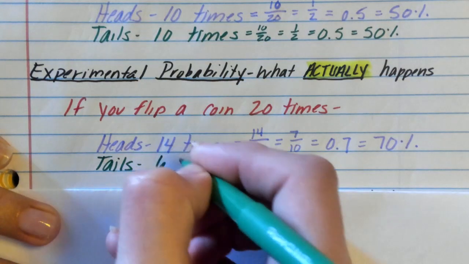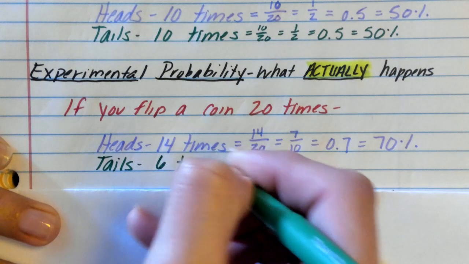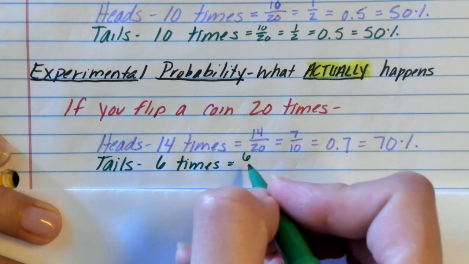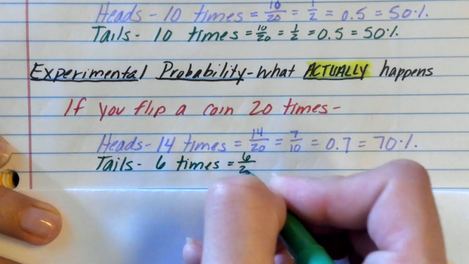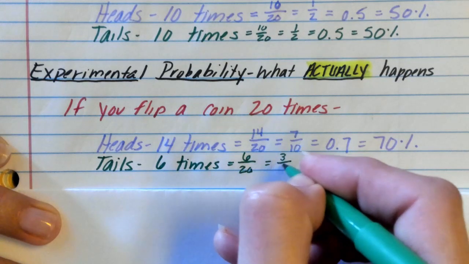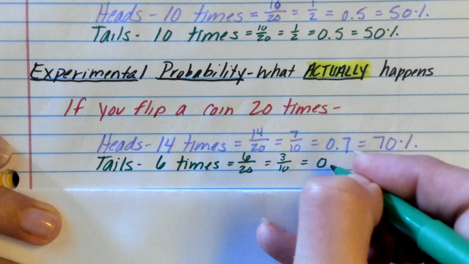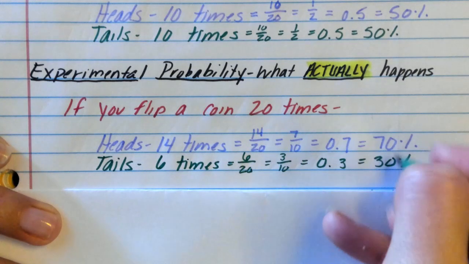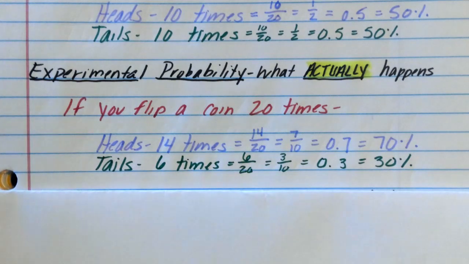So let's say this was our 6 times. Again, we take the total amount that we did tails over the total amount that we flipped the coin, 6 out of 20. This simplifies to 3/10, because this is 0.3, or 30%. And then when you add those two percentages up, you get 100%.